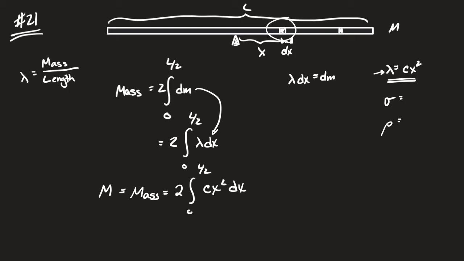Okay. So I think we're kind of done here. There's not a whole lot left to do except to do the integral. The integral is with respect to x. So the c can be brought out of the integral, and I'm left with just the integral from 0 to L over 2 of x squared dx.